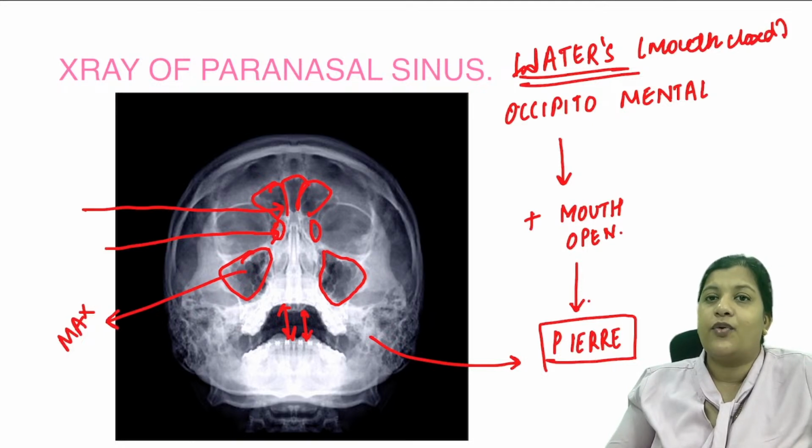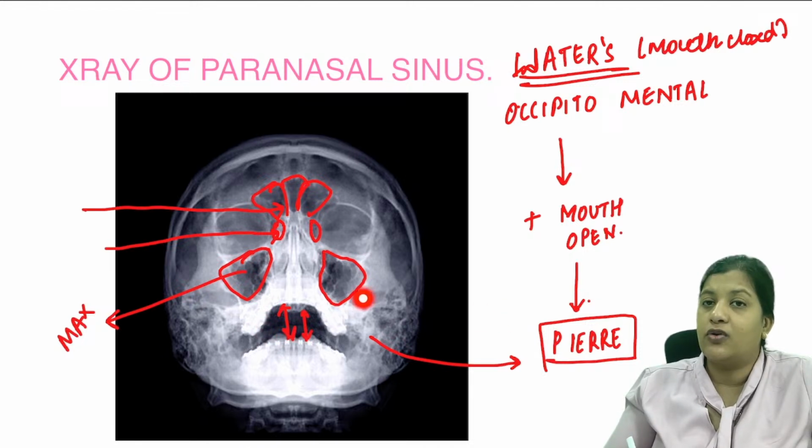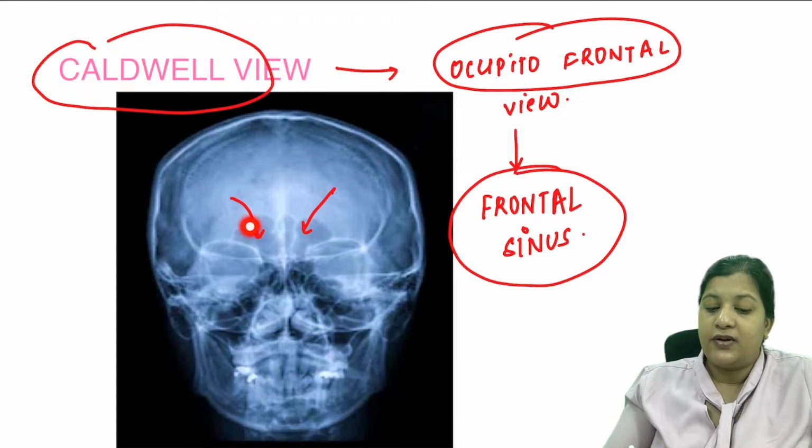So the first one, what we discussed, Priyadashi, this is for you, the Waters view, where the chin is up, occipitomental view, mouth open is going to be your Pieris view. If it is mouth closed, then Waters view. It is the best view for maxillary sinus. Caldwell's view is occipitofrontal view, which is chin down. This is for your frontal sinus.